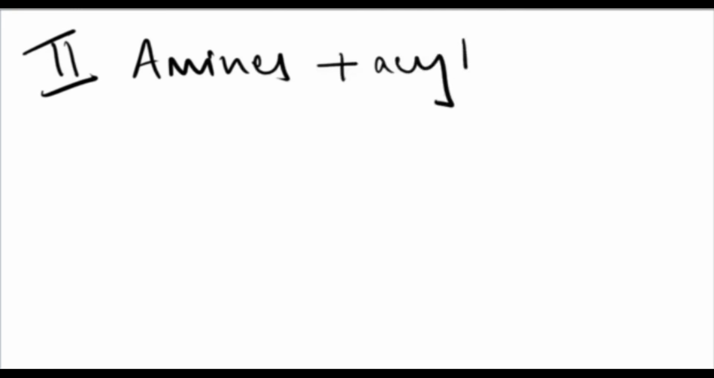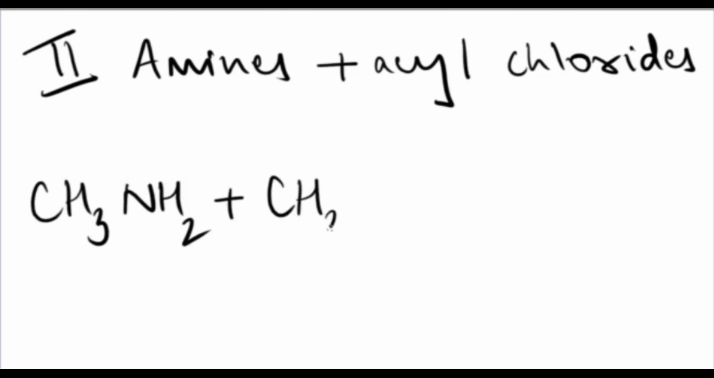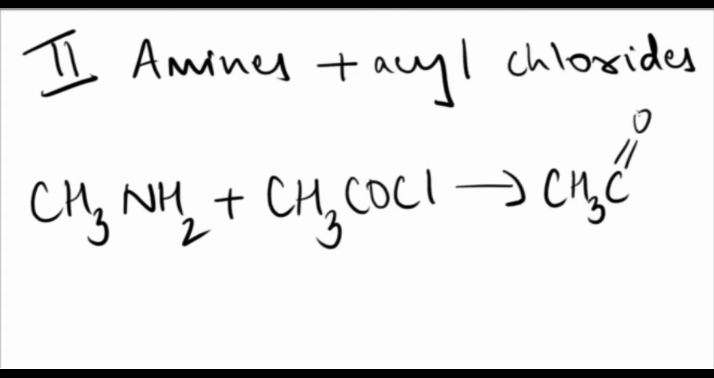Type of reactions is amines with acyl chlorides. And when you have acyl chlorides, you're going to get an amide. So here we have methylamine, a primary amine. We will react it with acyl chloride. And what are we going to get? An amide. What kind of amide? It depends on the acyl chloride. So we're going to get an acetamide and HCl as a side product. It is like a condensation reaction.